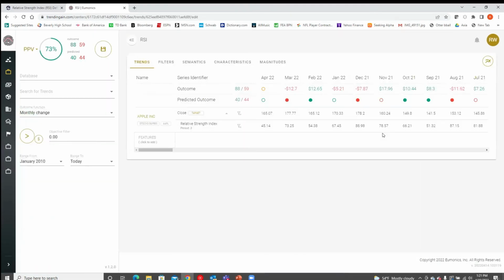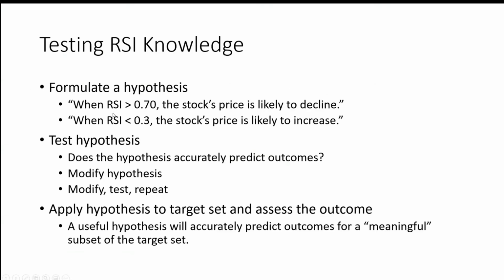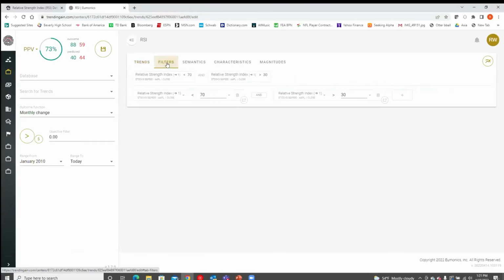So again, just to explain what's happened here, we'll do a real quick review. We started with these two hypotheses, and we found they're both wrong, at least for Apple. And then we went through a process where we modified the hypotheses, tested, modified, tested, till we came up with a new hypothesis. So our new hypothesis can be phrased as follows. If the relative strength is less than 70 but greater than 30, the price of Apple's stock is likely to go up almost double the market average.